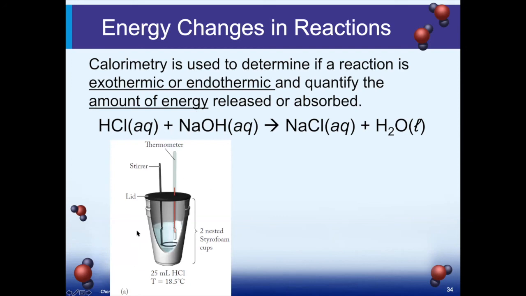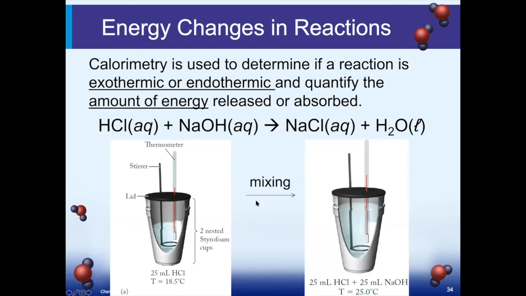Anyway, so these are the initial conditions. We have 25 mL of HCl and it has a temperature of 18.5. And so then I come along and I mix in another 25 mL of sodium hydroxide, bringing the total volume to 50 mL, and it caused the temperature to go up to 25. It was at 18.5. When I mix the two together, it's at 25, okay?